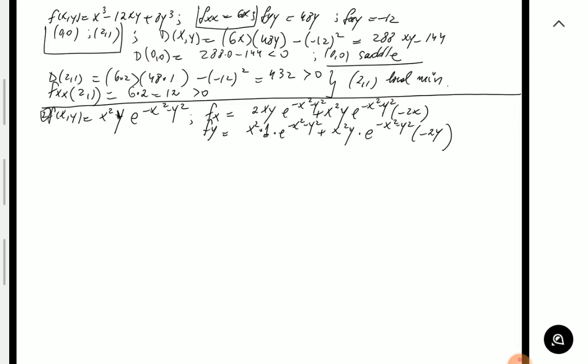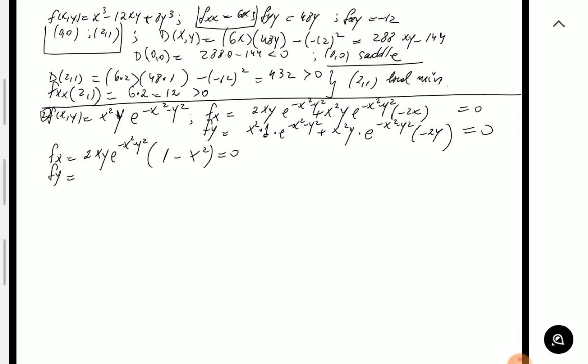Believe it or not, we can actually do these critical points by hand. You just have to pull out as much as you can from both partials. So for partial x, you can pull out 2xy and the exponential, and then you're left with 1 minus x squared. This is set equal to 0.